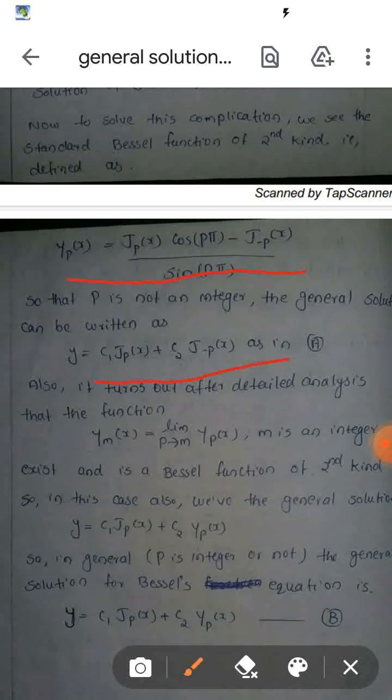So this is the general solution of Bessel's equation, whether p is an integer or not. It is generally said that y equal to c1 Jp of x plus c2 Yp of x, whether p is an integer or not. This is our general solution of Bessel's function.